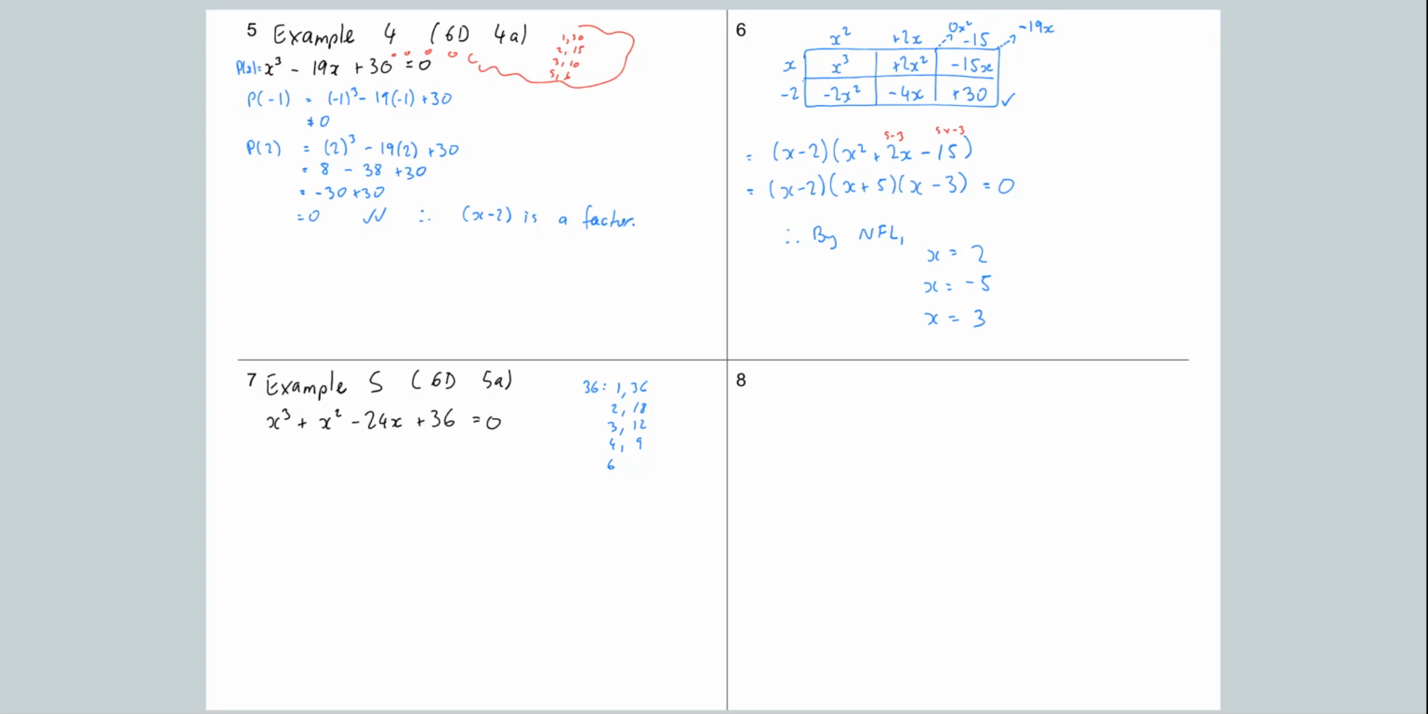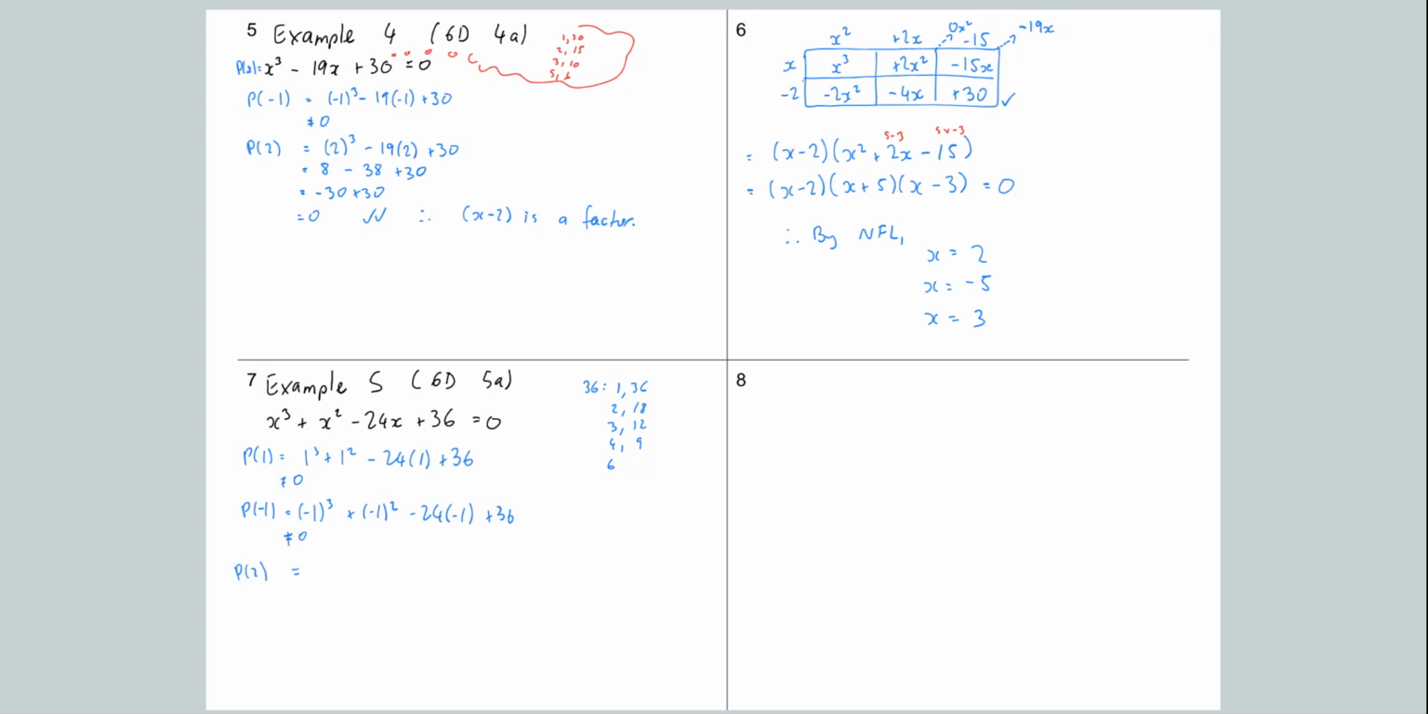So here we go. Let's just assume the left-hand side is p of x. So I've got p of 1 is equal to 1 cubed plus 1 squared minus 24 times 1 plus 36. That's not equal to 0, so I can leave that. P of minus 1, I'm pretty confident, but I'll do it. Minus 1 cubed plus minus 1 squared minus 24 times minus 1. That's nowhere near 0, is it? So we can say that's not equal to 0.